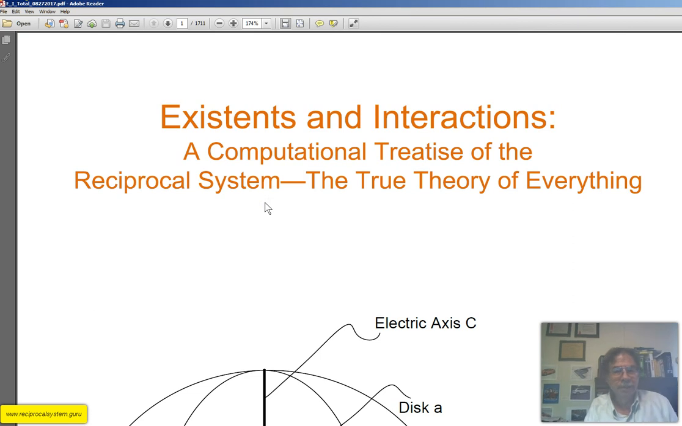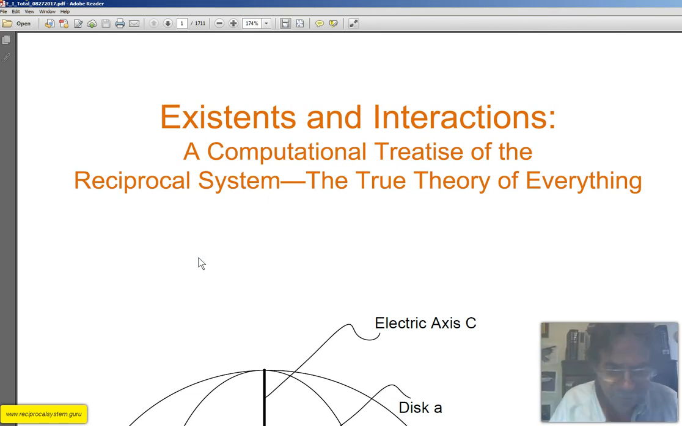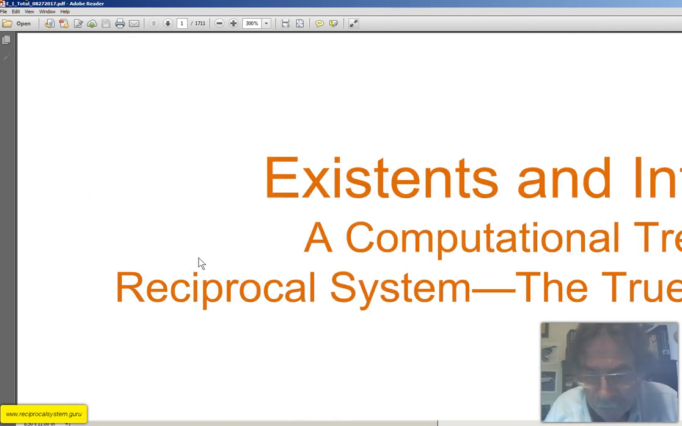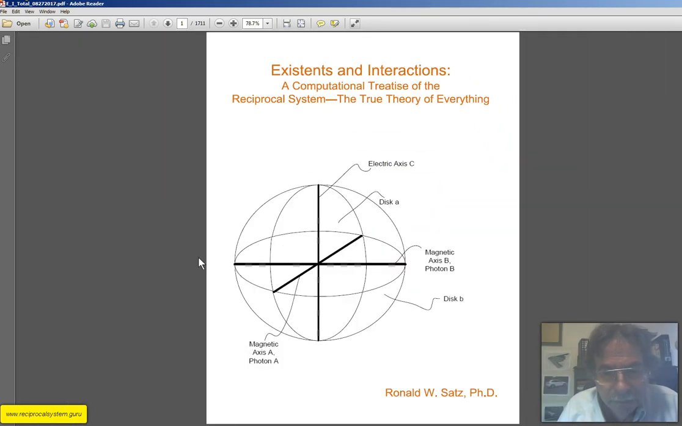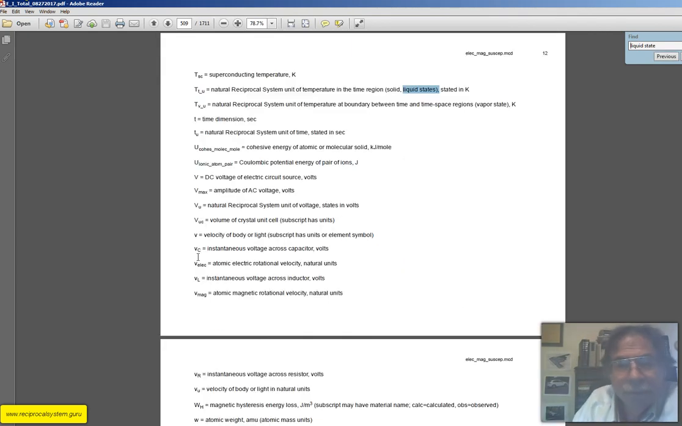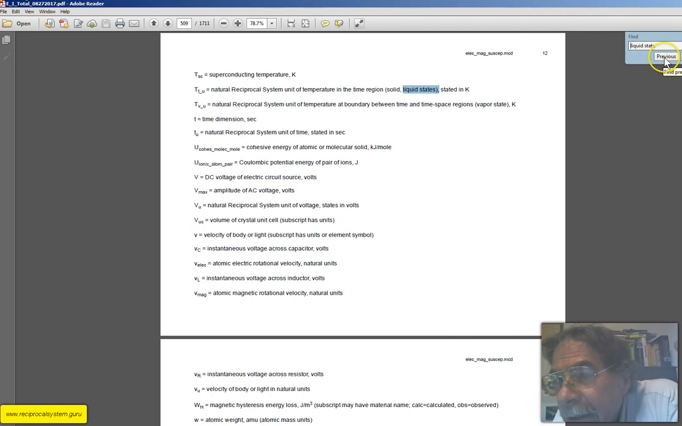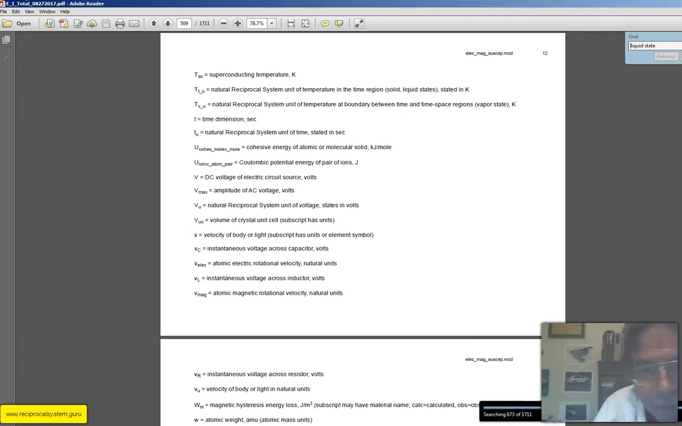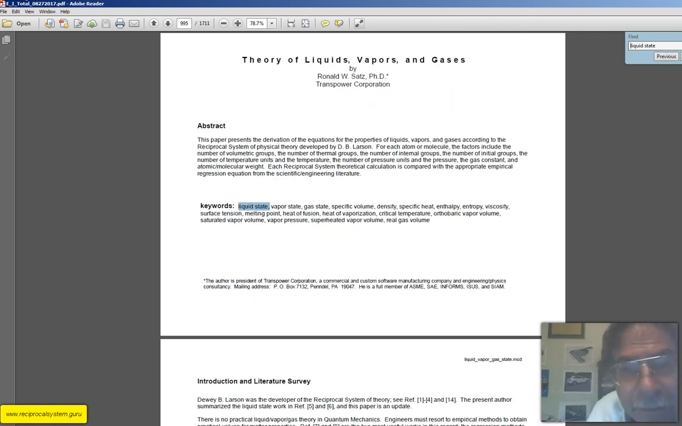Existence, Interactions, Computational Treatise of the Reciprocal System, the True Theory of Everything. So let's go, and let's go to, say, liquid state. I just want to show you the paper. Let's go to next. See if I can find this paper, this part of the work, quickly. All right. Yeah, if you really want to understand, let's do Control Plus.